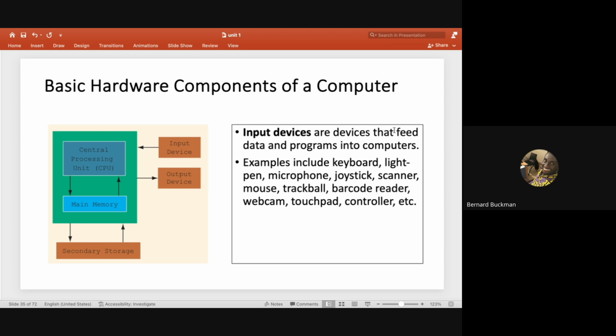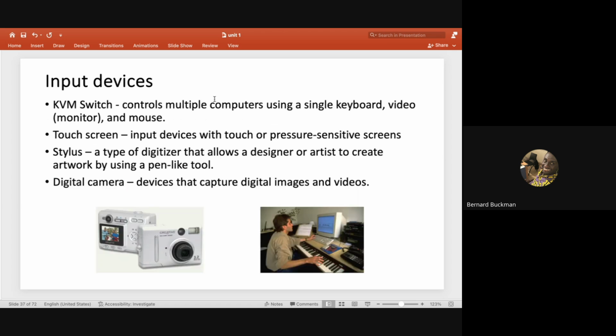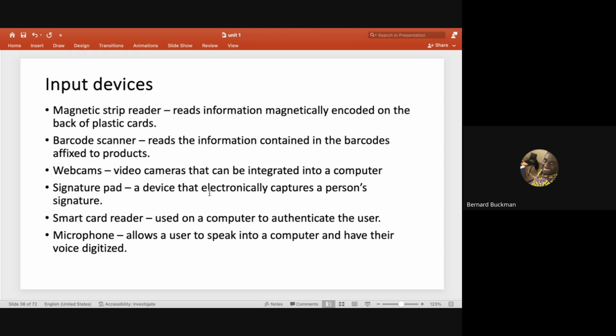So input and output devices help your computer to collect or to enter information. So we can enter them through the keyboard, through the mouse, the joystick, the touchpad, the gamepad, the flatbed scanner. All of these are examples of input devices. More input devices are a digital camera, your phone camera, the MIDI keyboard or keypad, right? The stylus pen, the touch screen, all of these are examples. Then we have more like the webcam, the barcode reader, signature pad, smart card reader, and microphone.